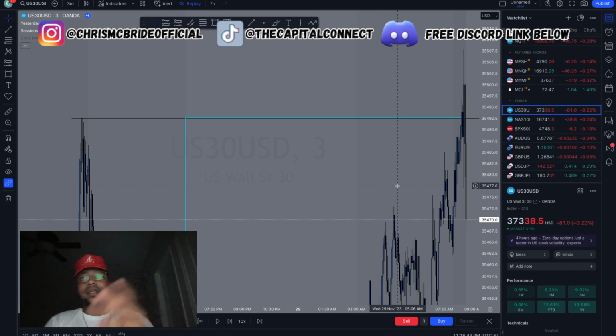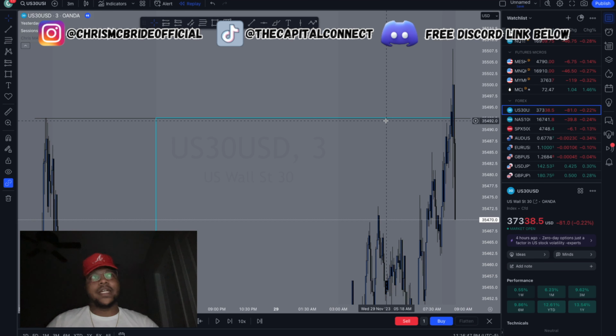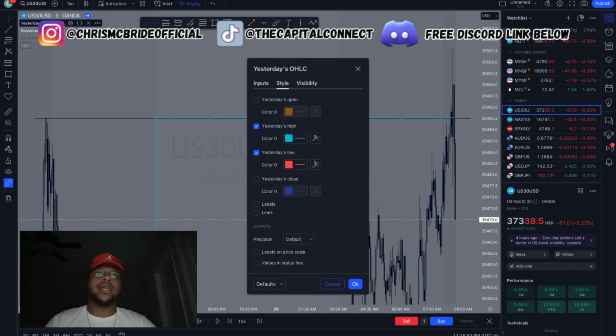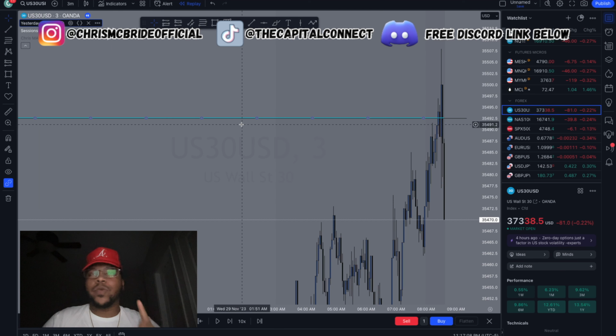So in this particular setup, we can see that yesterday's high has been taken. How do I know yesterday's high has been taken? Well, I use this indicator, yesterday's OHLC, right? Yesterday's open, high, low, close. And the only things I have ticked on is yesterday's high and yesterday's low, right? So I can see clearly when yesterday's high or yesterday's low has been taken. So as we can see here, guys, yesterday's high was taken. So that's step number 1 complete. Now, what is step number 2? We are going to be looking for a market structure shift.